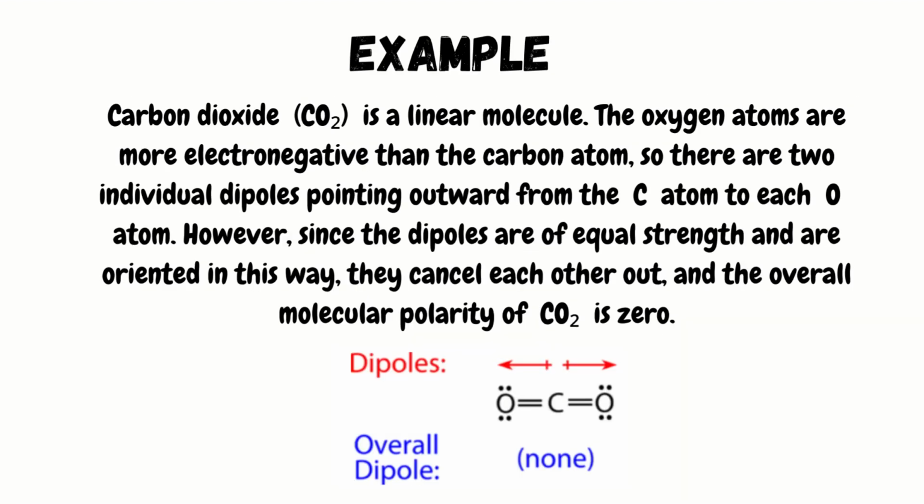For example, carbon dioxide is a linear molecule. The oxygen atoms are more electronegative than the carbon atom, so there are two individual dipoles pointing outward from the carbon atom to each oxygen atom. However, since the dipoles are of equal strength and are oriented in this way, they cancel each other out and the overall molecular polarity of carbon dioxide is 0.